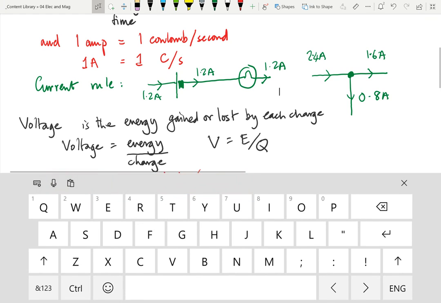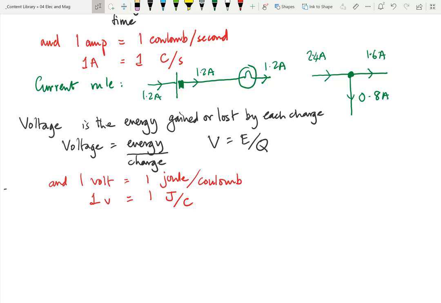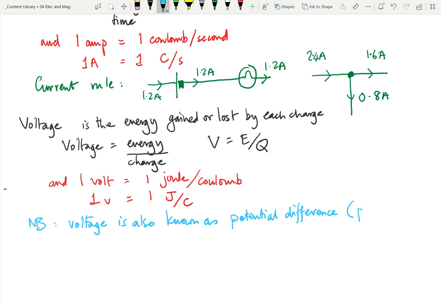I've got a little extra note here for voltage, and that is that voltage is also known as potential difference. But potential difference is a very long phrase, so believe it or not, you see that abbreviated to PD. So if you ever see somebody saying, what's the PD across the resistor, they just mean the voltage.